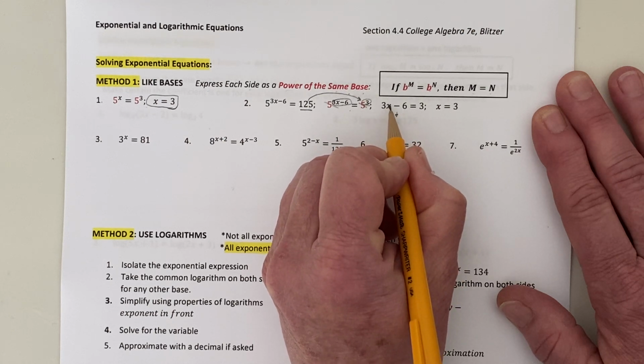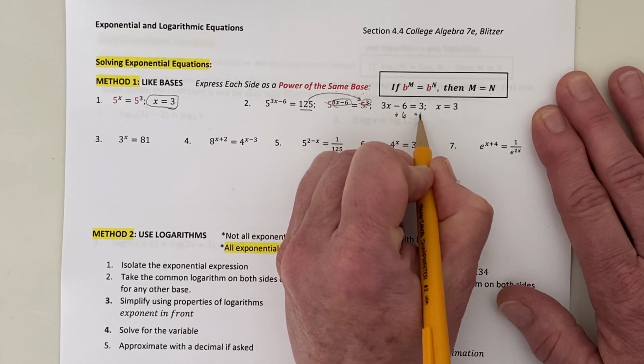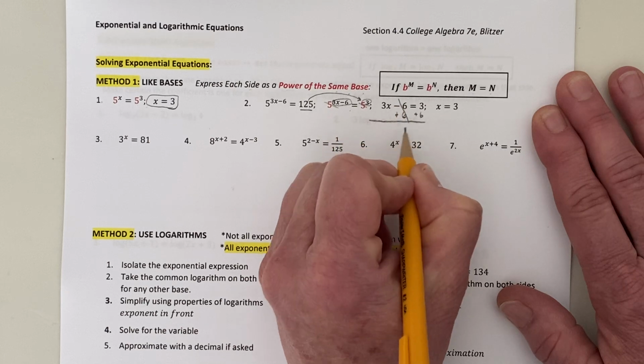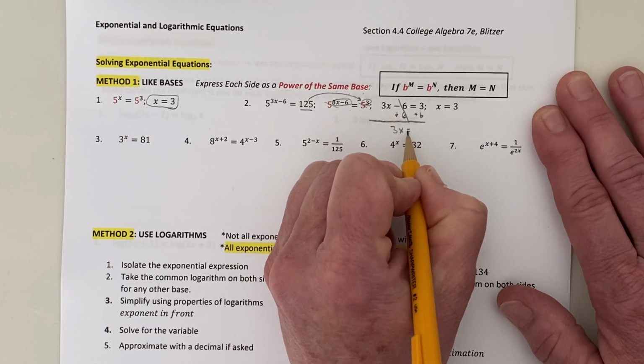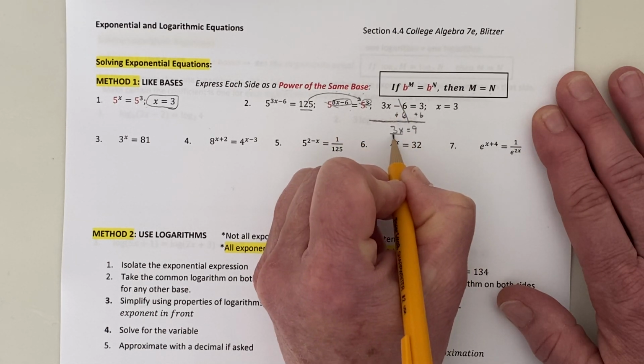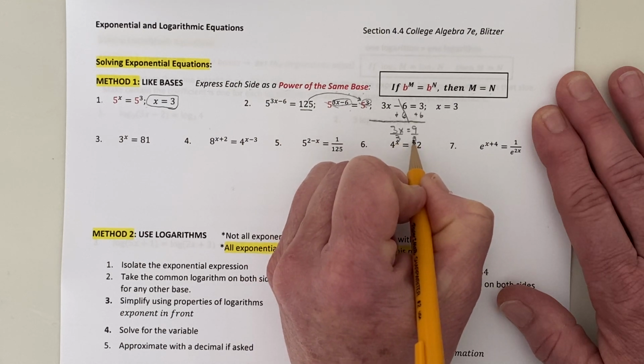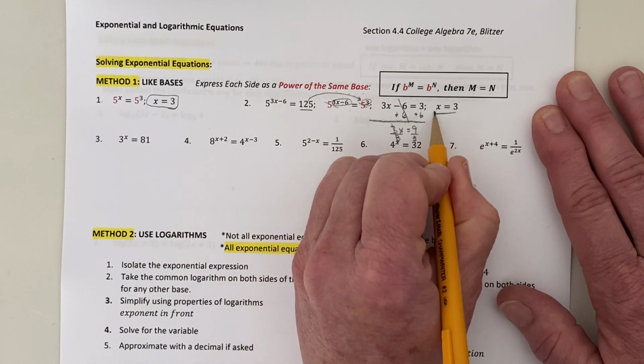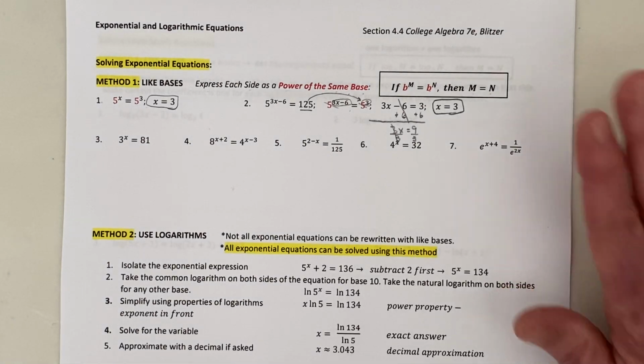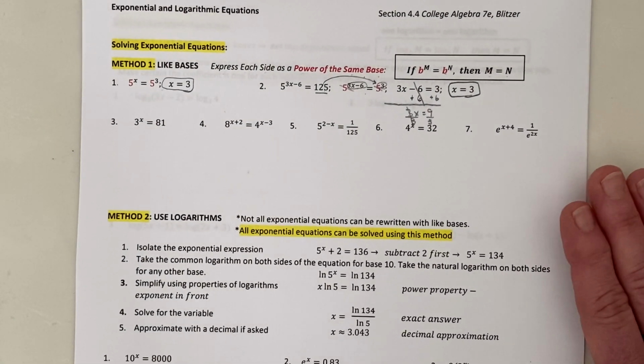If I'm going to get x by itself, I'm going to add 6 to both sides. And the result is 3x equals 9. To continue solving, we divide both sides by 3. And the result is x equals 3, the answer. So let's try some of our own down here.